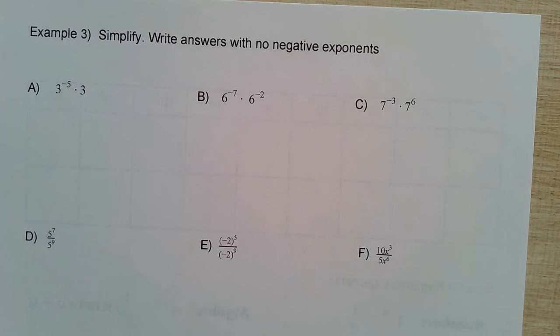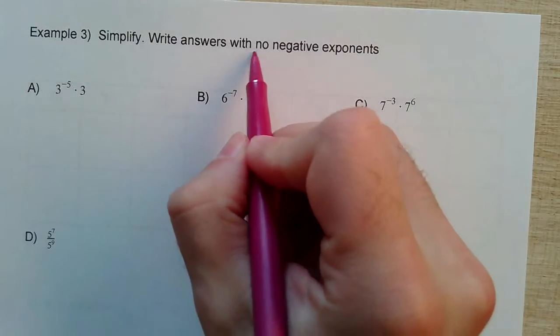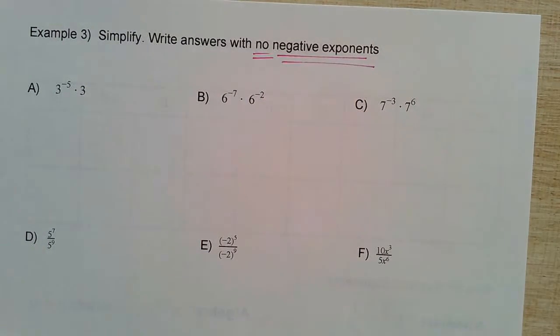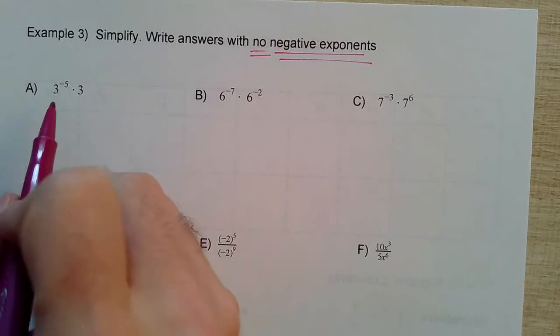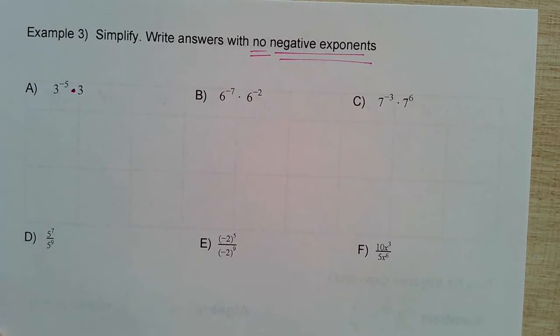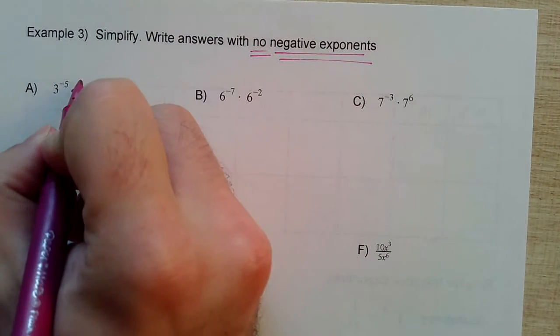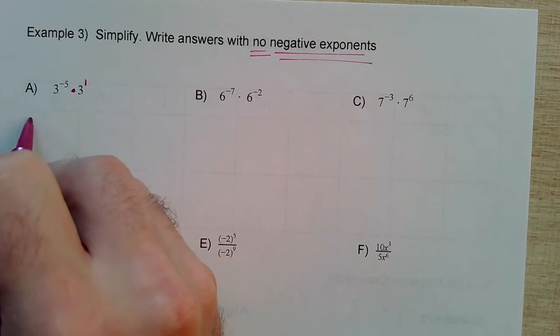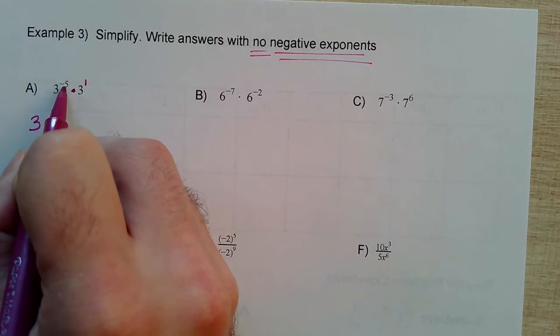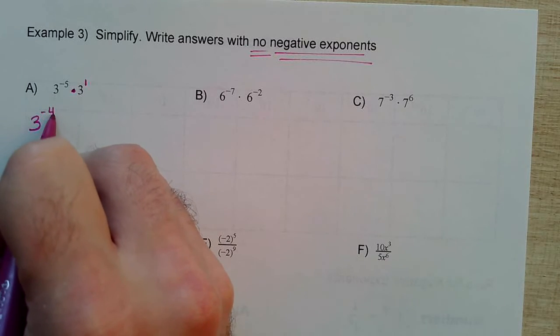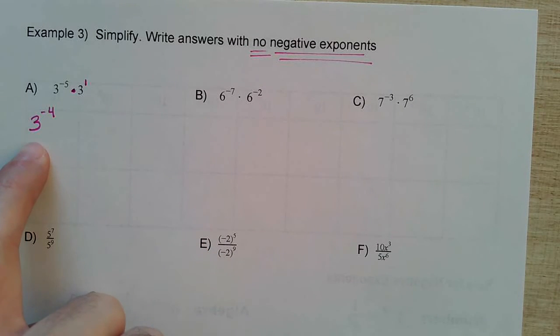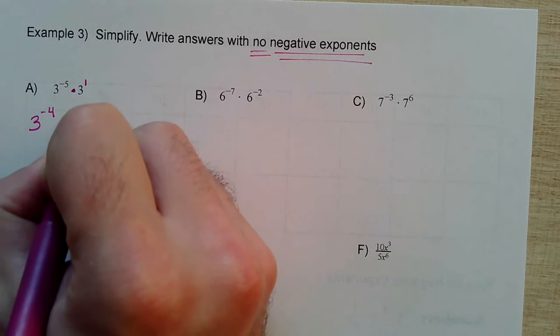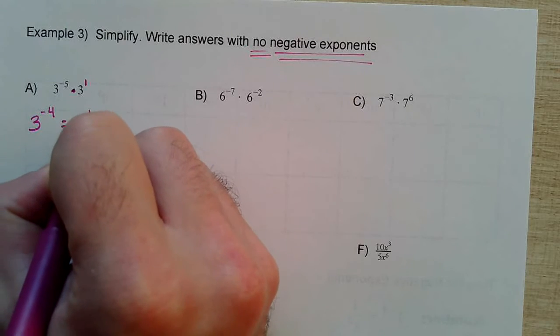Let's do the same thing, simplify. So we're going to multiply, divide our powers, and then we're going to make sure we write with no negative exponents. So A is multiplication. Multiplication, I add my exponents. I'm going to put a 1 on here. I have the same base, so I get 3, and I'm going to add negative 5 plus 1, which is negative 4. Now I want to apply my negative rule, so I don't have a negative in my answer. So this is going to end up being 1 over 3 to the positive 4.